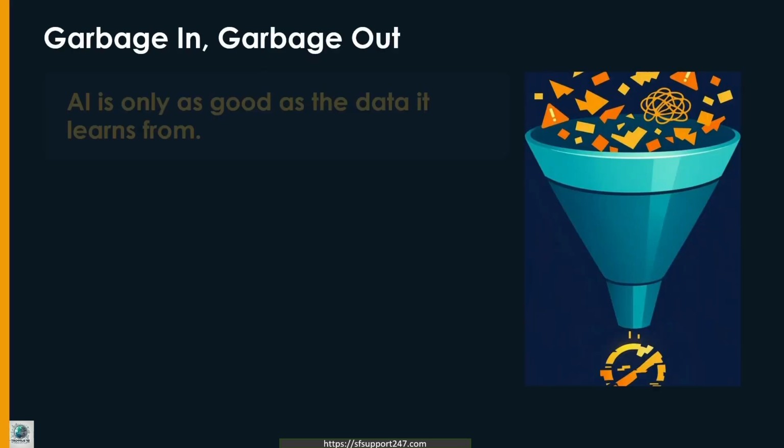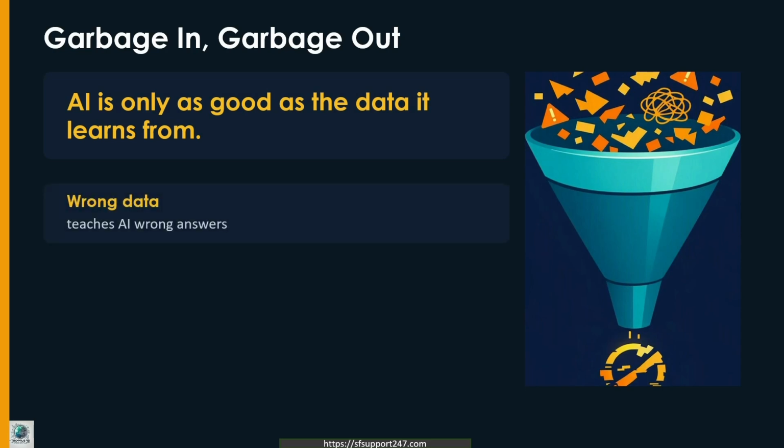Garbage in, garbage out. If you see, AI is only as good as the data it learns from. Wrong data teaches wrong answers. Biased data teaches AI biased behavior. Bias means gender bias, religion bias, skin color bias. There are different biases that people have, consciously or unconsciously.